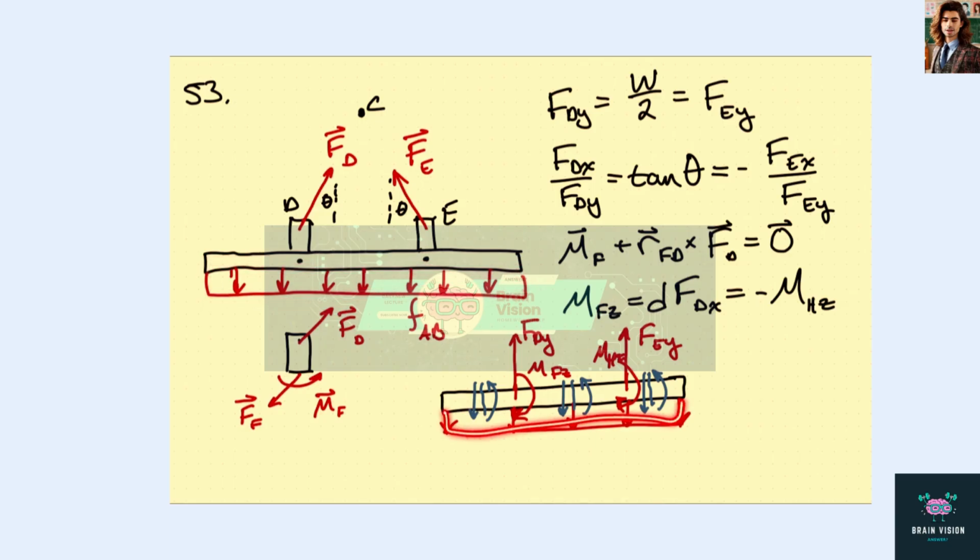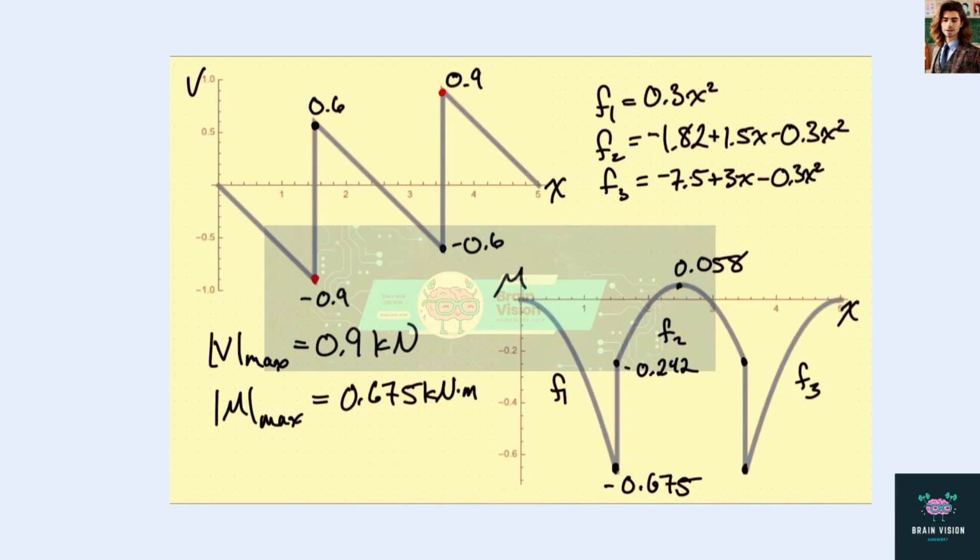So the weight per unit length is W divided by L, where L is 5 meters, and the weight was 3 kilonewtons. So we know what this distributed load is. So we take cuts here and here and here, and we can make our diagrams. So there's no shear force at the ends, so it's 0 there.